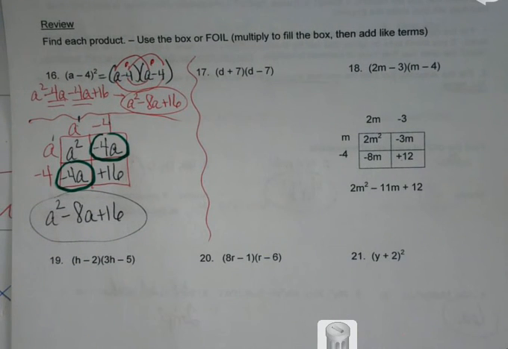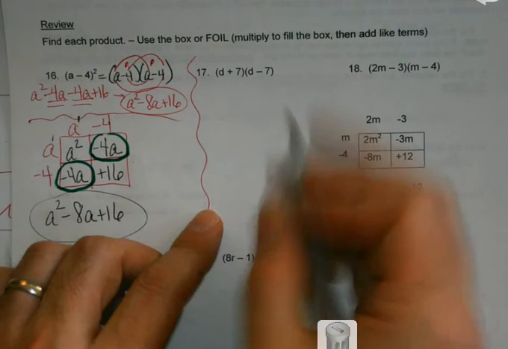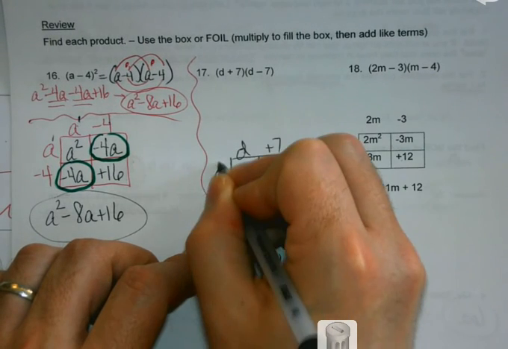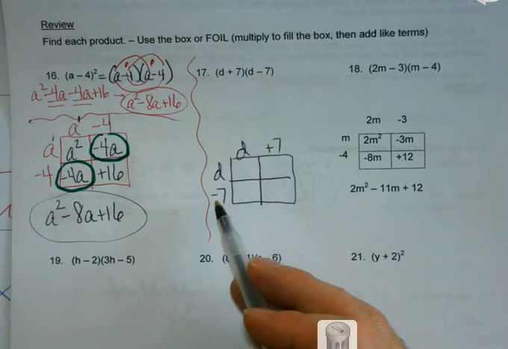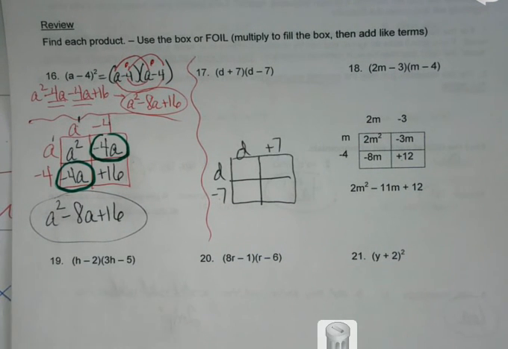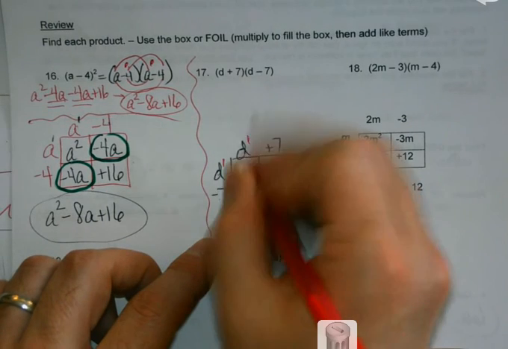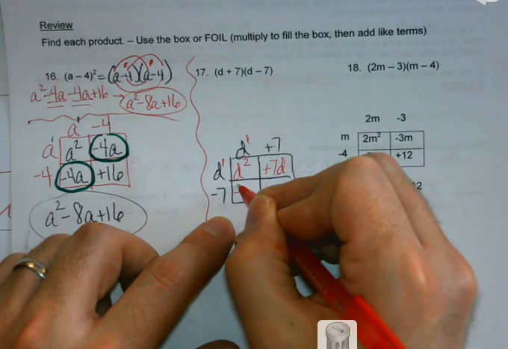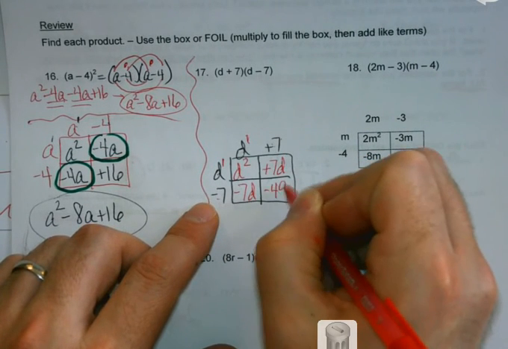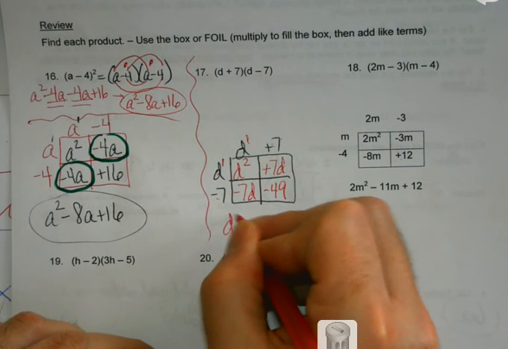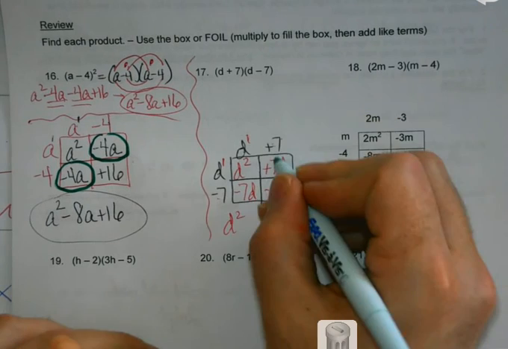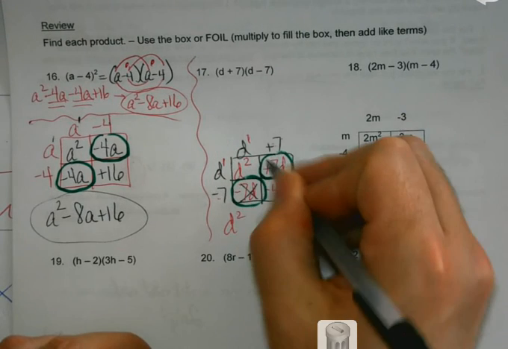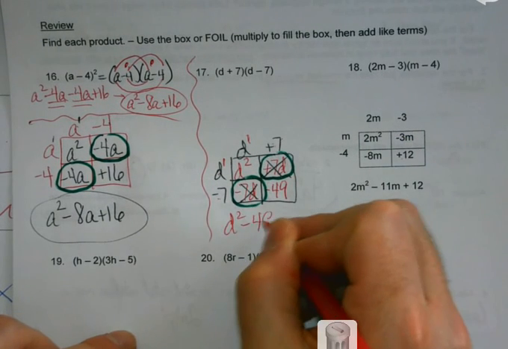Now, again, 17, I'll do both one more time just so you can see. So if I go boxing, I'll do it a little lower here, so we got plenty of room. It doesn't matter which set of parentheses goes along which side. If I put plus 7 here and minus 7 here, I'm going to get the same answer at the end. But again, when I'm filling it in, d times d, d to the second, plus 7d, a negative 7d, and a negative 49. This time, though, my first term will always be up to the right, but what happens when I combine my like terms? 7 minus 7, they're gone, and I just get minus 49.